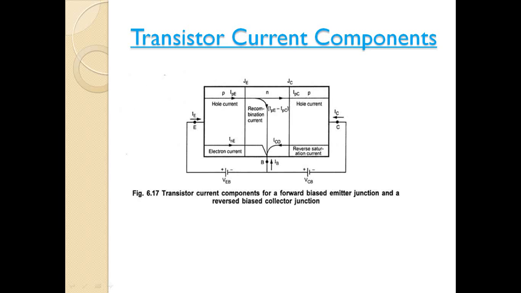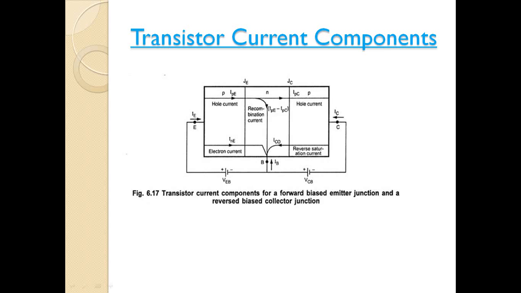Now let us discuss the transistor current components. This figure shows the various current components in the PNP transistor which flow across the forward biased emitter base junction and the reverse biased collector base junction. Here, the emitter current consists of the hole current IPE as well as INE.